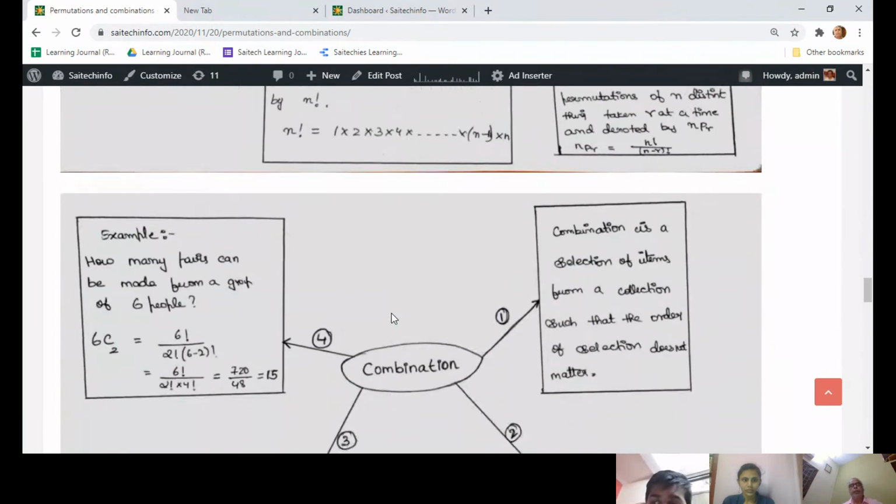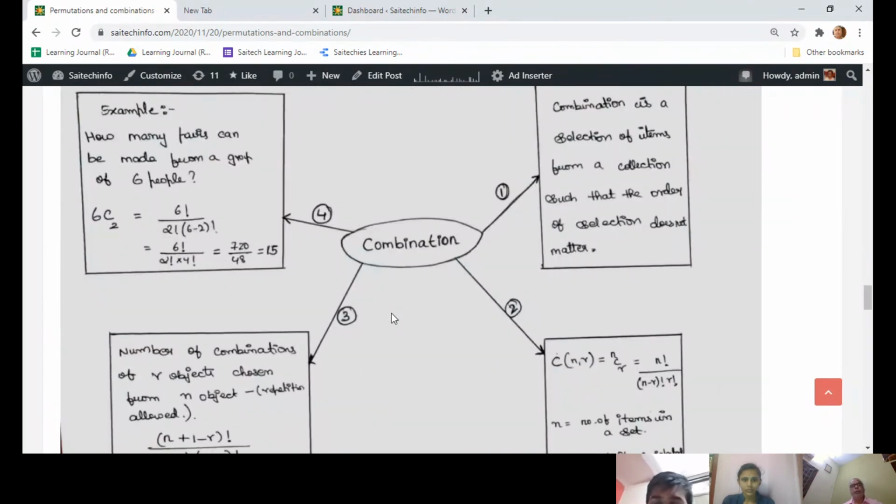Good. So then we move to the last topic, that is combination. Here, combination is nothing but a selection of items from a collection such that the order of selection does not matter.